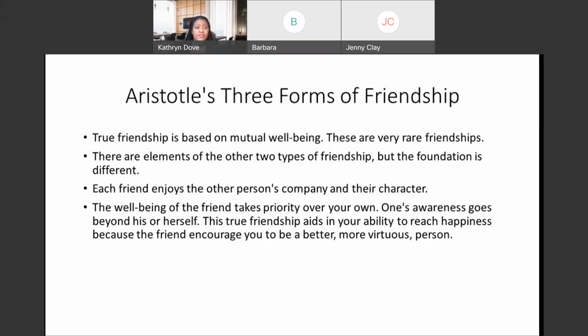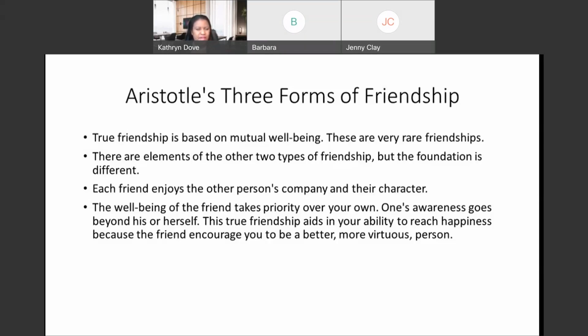Yes, Aristotle believed that a true friendship is based on mutual well-being and that these are very rare. A true friendship has some of the elements of the other two types of friendship, but that foundation is different. Each friend enjoys the other person's company and their character. The well-being of the friend might even take priority over your own well-being. One's awareness goes beyond his or herself. True friendship aids in your ability to reach happiness because the friend encourages you to be a better, more virtuous person.